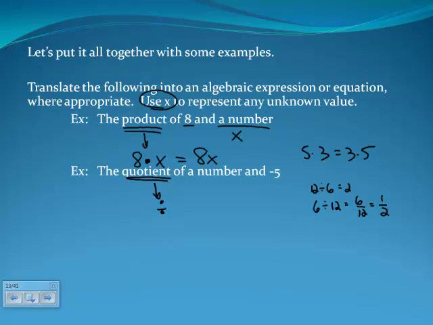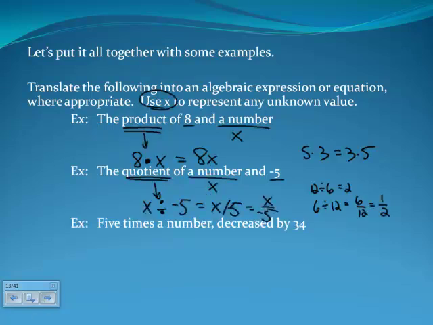So this says the quotient, which means division, of a number. They don't tell you what the number is, so we're going to let that be x, and negative 5. So going in that order, division, the quotient of a number, which is x, and negative 5. That's one way you could write that problem. If you wanted to use a different symbol, you could. You could use the slash symbol, or if you wanted to write it as a fraction, that would be fine as well.